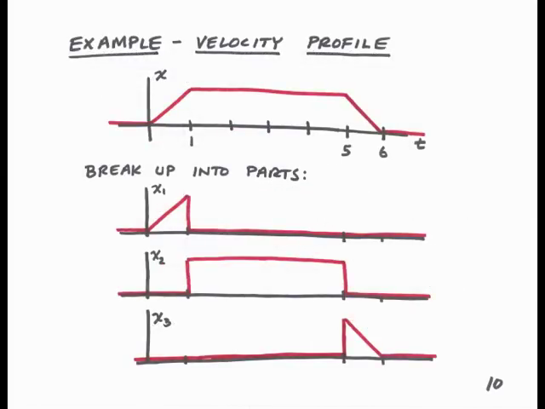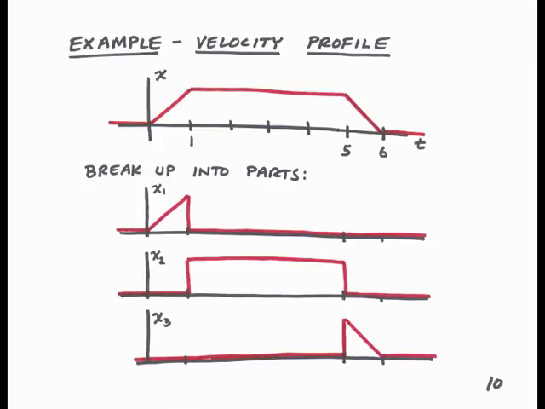Our next example looks at composing a much more complex signal. This is a trapezoidal profile that's often used in motion control applications for the velocity. You see, during the first second we have constant acceleration. In the next segment, between 1 and 5 seconds, we'd have constant velocity. And between 5 and 6 seconds, we have constant deceleration. So let's take this signal x and we'll break it up into 3 parts: x1, x2, and x3. And I think you can see that by adding x1, x2, and x3, we'll compose the signal x.